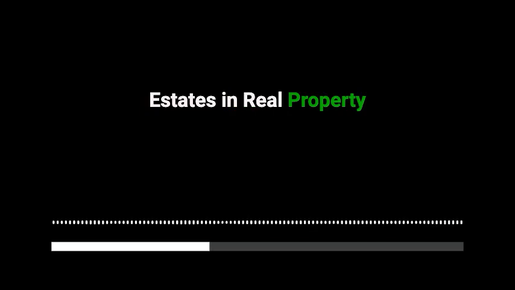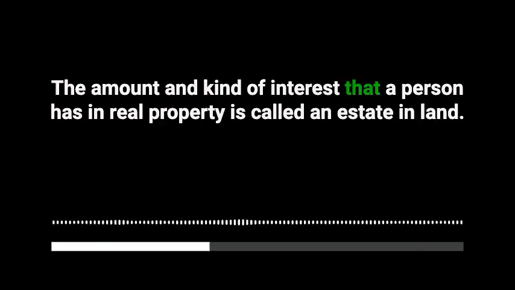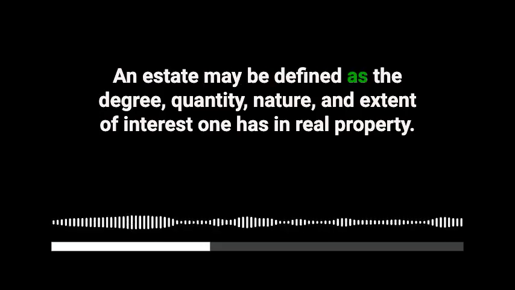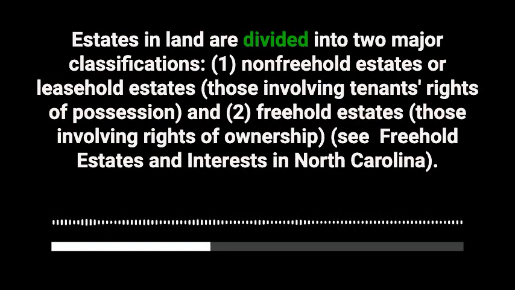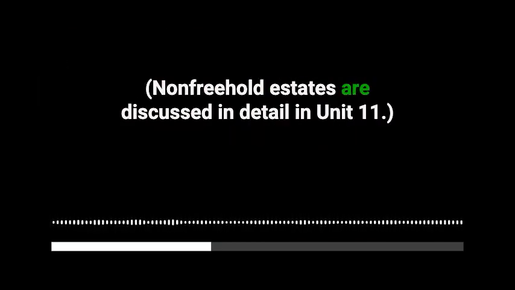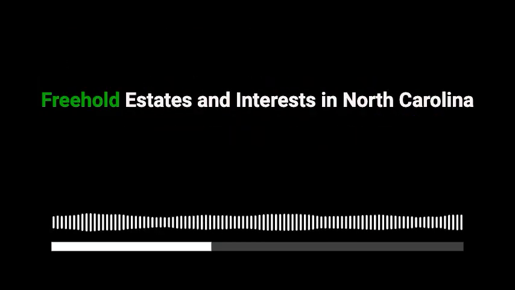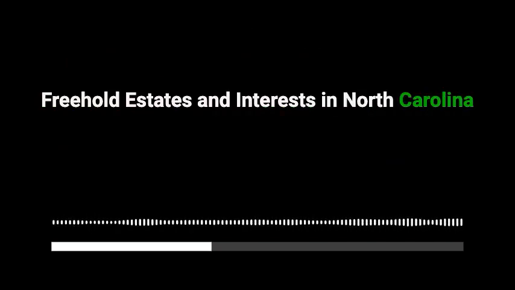Estates in real property. The amount and kind of interest that a person has in real property is called an estate in land. An estate may be defined as the degree, quantity, nature, and extent of interest one has in real property. Estates in land are divided into two major classifications: non-freehold estates or leasehold estates and freehold estates. Freehold estates and interests in North Carolina.